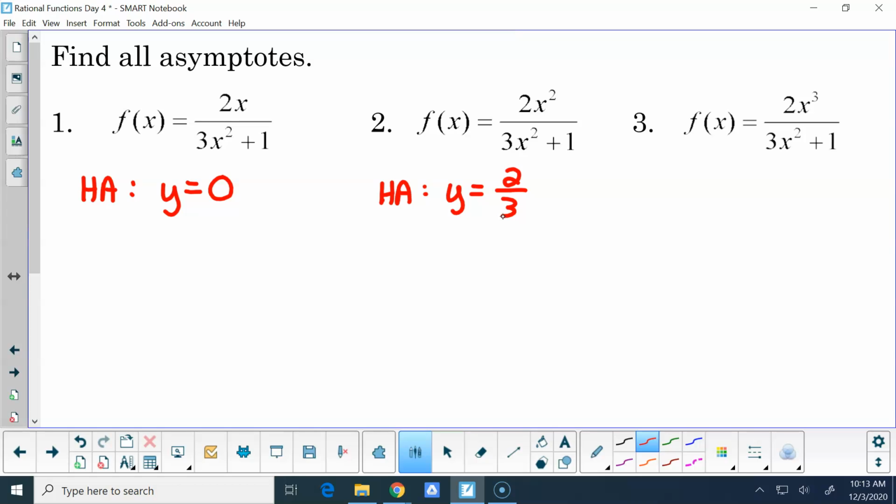Okay. Third one. Any verticals? Nope, haven't been a vertical one yet. Same denominator all the way through, so none there. Any horizontals? Why not, Luke? The top degree is bigger. Yep. So none. There's no asymptotes here.